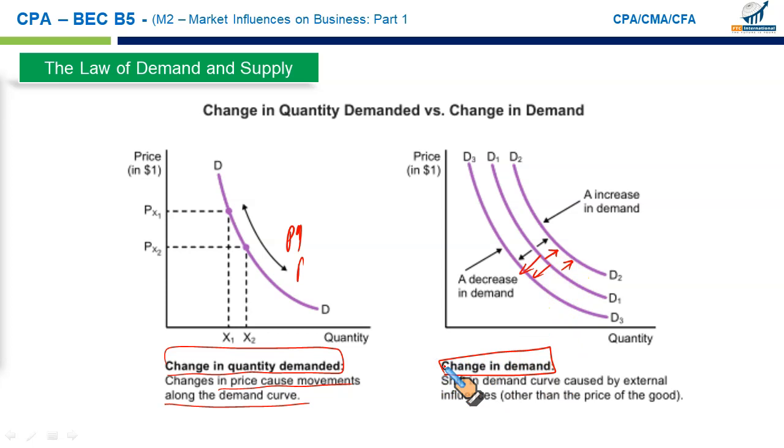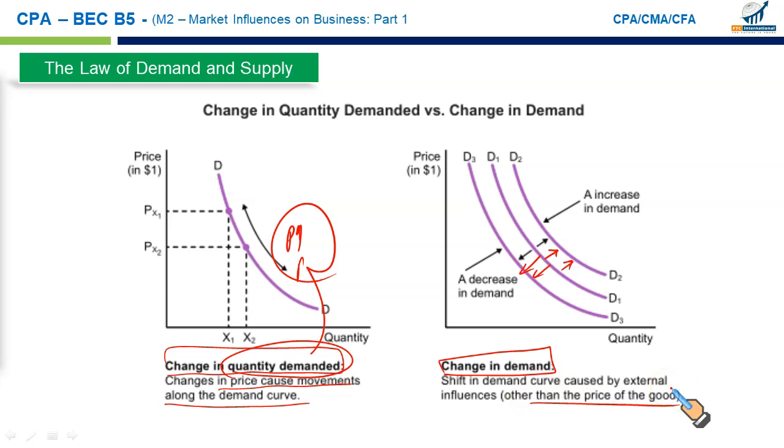This is very important. You need to distinguish between these two. Change in quantity demanded is caused by the price of that product, and change in demand, increase or decrease, shift outward, shift inward, shift to the left, shift to the right, is caused by factors other than price, and the list can be enormously long.